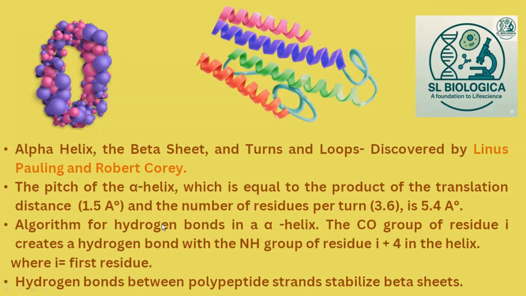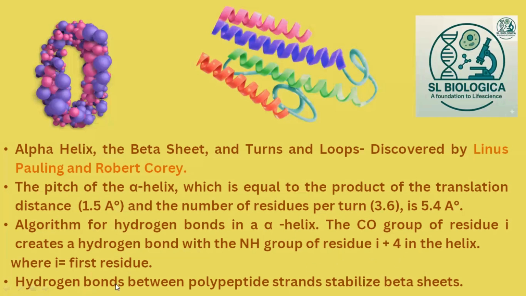Okay. So the pattern for hydrogen bonds in an alpha helix: the CO group of the first residue, that is i, creates a hydrogen bond with the NH group of the fourth residue, that is i plus 4, in that helix. So i is represented as the first residue. This is the alpha helix hydrogen bonding. The first residue's CO group will be bonded with the fourth residue's NH group.